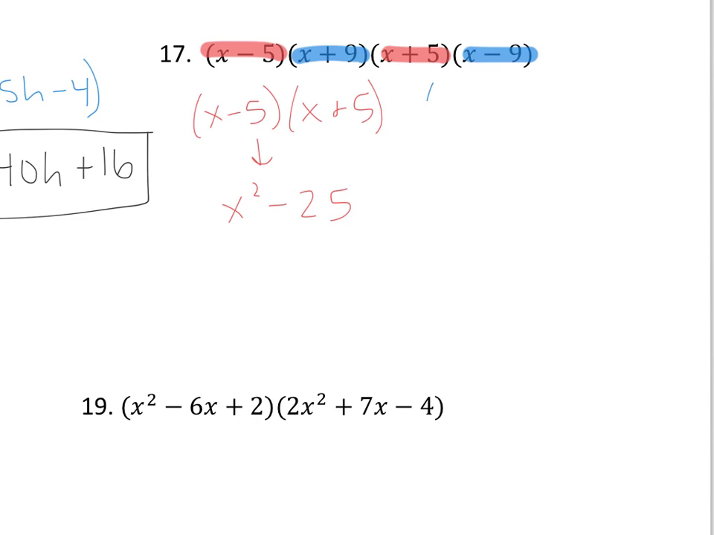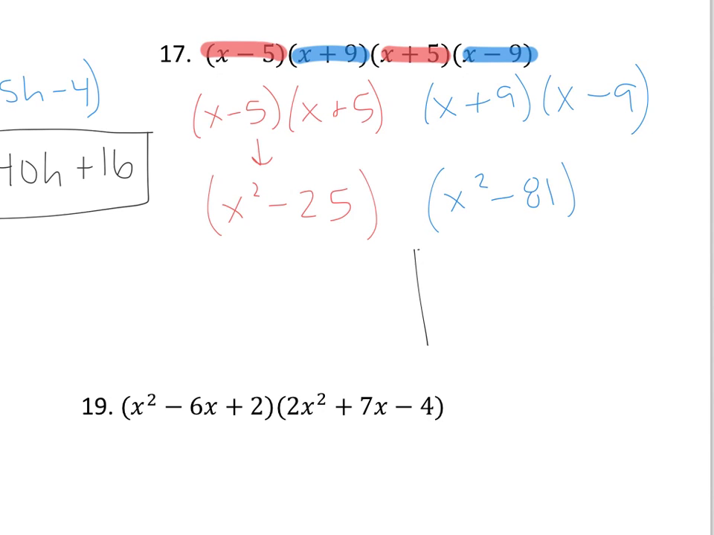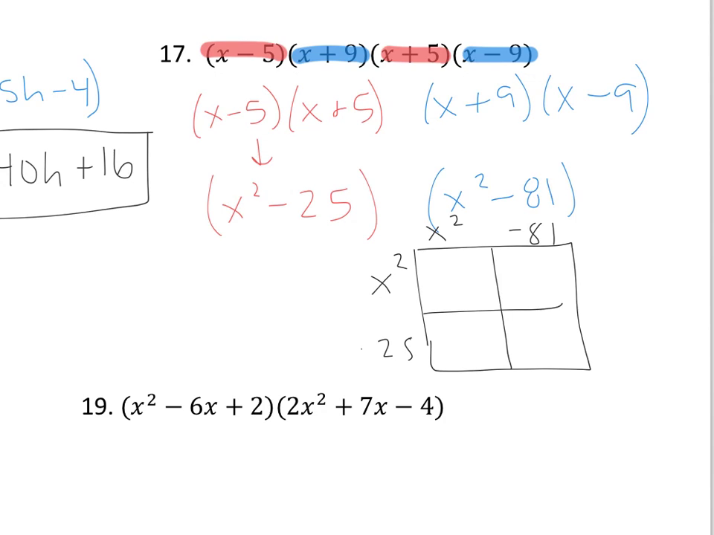And then for my x plus 9, x minus 9, that's also a product of a sum and difference. That will give me x squared minus 81. Now I'm left with multiplying these two binomials together. I'm going to use the box method here as I complete this. I'm going to write x squared minus 81 on top, x squared minus 25 down below.